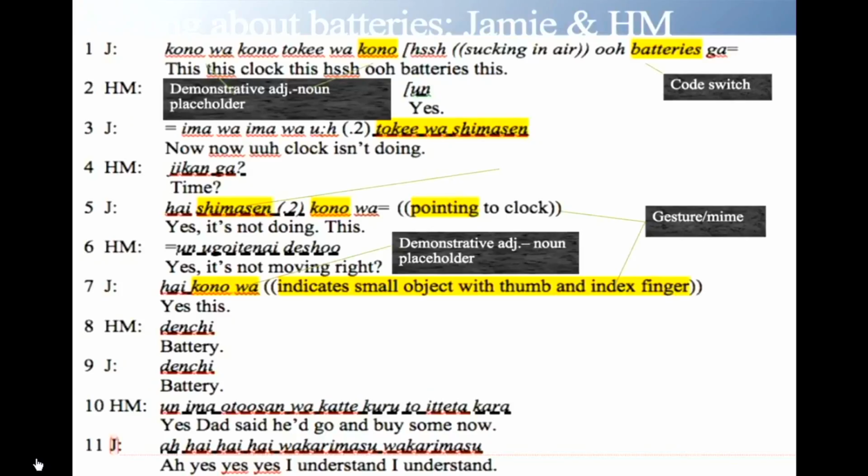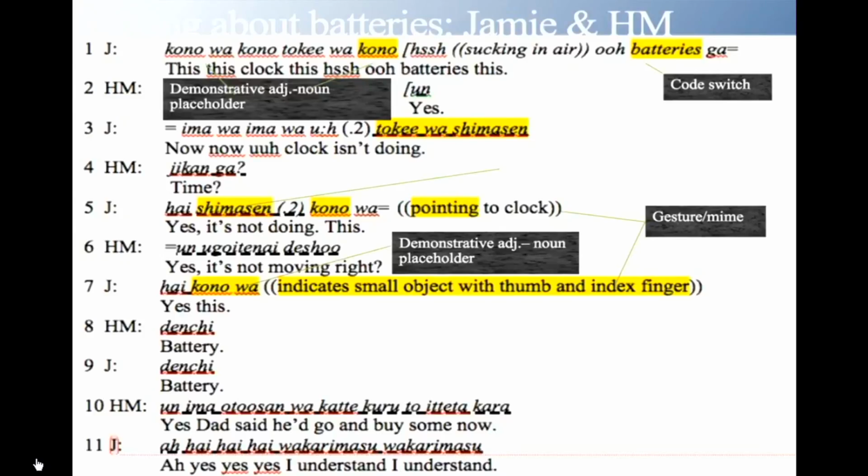This is one of the excerpts from the data that illustrates a typical word search initiated by the learner. The learner here is Jamie, and she's having a conversation with her host mother. Jamie brought her host family a clock from the US as a thank you present, and she wants to explain that it doesn't have any batteries, but she doesn't know the word.